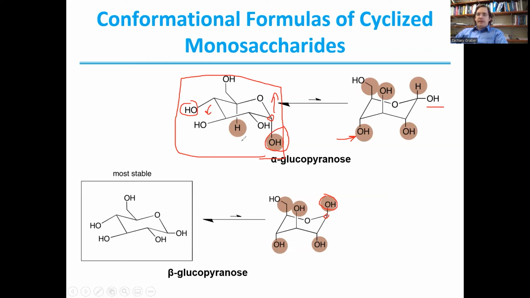Now, if we compare that most stable structure of alpha-glucopyranose with our most stable structure of beta-glucopyranose, you'll notice that here we have all of our OH groups equatorial, whereas with our alpha anomer, we have one group that's axial. So our beta anomer for glucose is going to be preferred over our alpha anomer, just based on the fact that we can form a better, more stable conformation with our beta anomer compared to our alpha anomer.